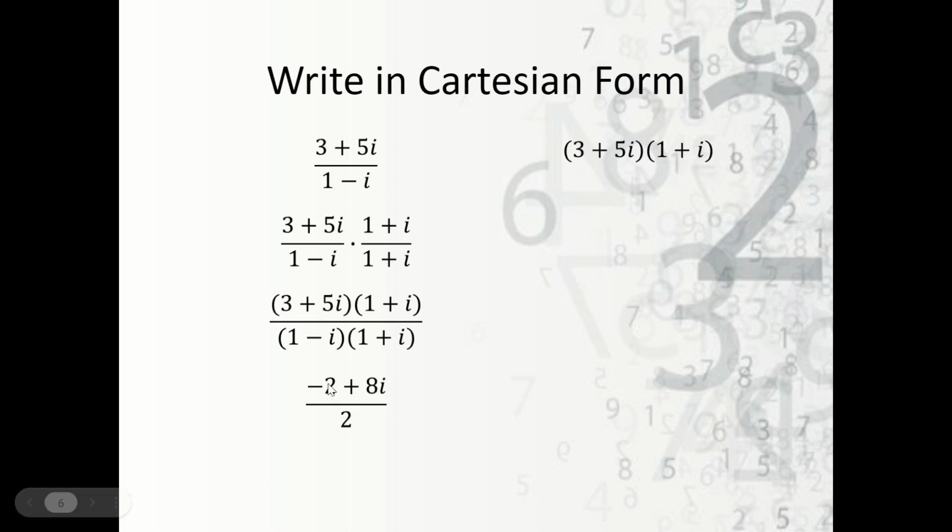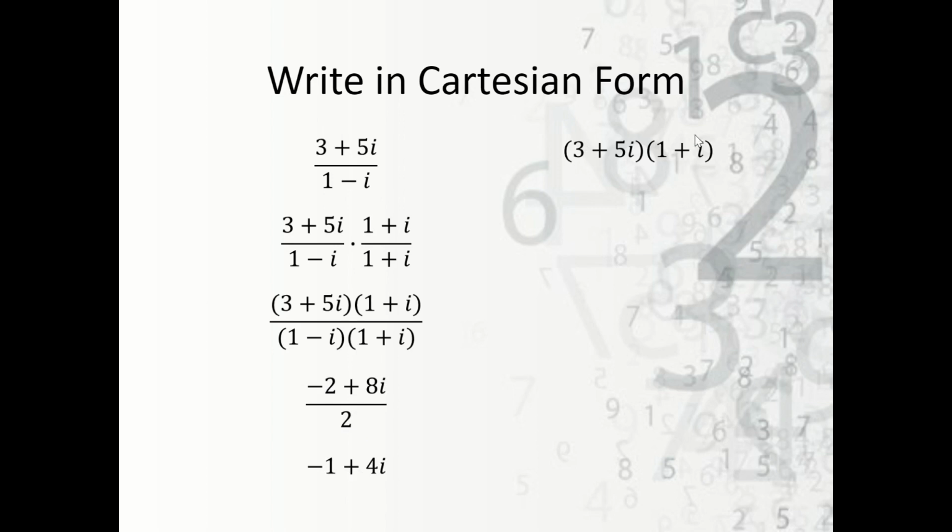We should notice that 2 goes into both of these. So when we do that, -2 divided by 2 is -1, and 8i divided by 2 is 4i. So we end up with -1 plus 4i. So anytime we're asked to find Cartesian form, we're going to multiply both top and bottom by the conjugate of the denominator.